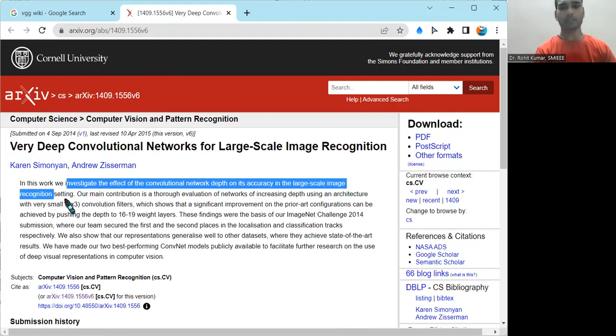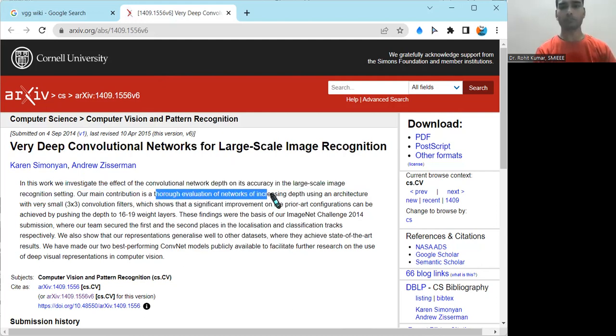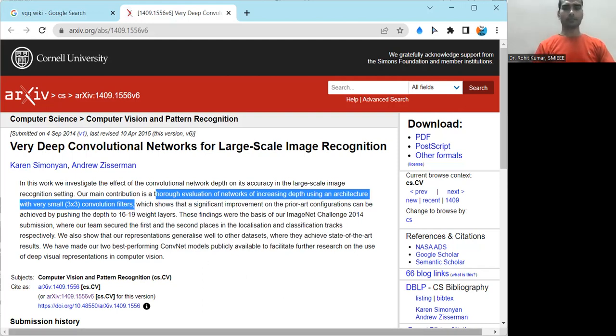Every work is going to contribute something. So they say the contribution is a thorough evaluation of networks of increasing depth using an architecture with very small convolution filters, 3 by 3. These are the things where the authors are claiming their work, and in this way you can recognize the importance of this particular paper.